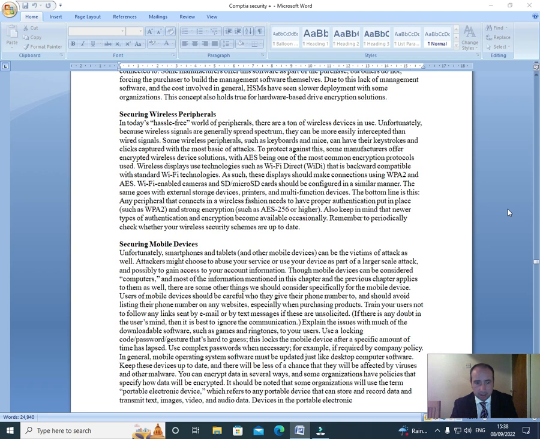The bottom line is any peripheral that connects in a wireless fashion needs to have proper authentication put in place, such as WPA2, and strong encryption such as AES 256 or higher. Also keep in mind that newer types of authentication and encryption become available occasionally. Remember to periodically check whether your wireless security schemes are up to date.